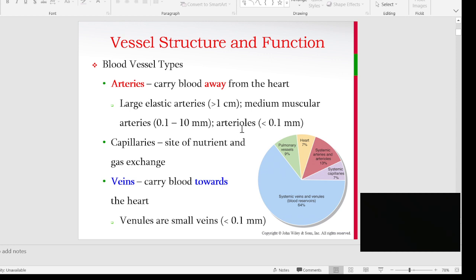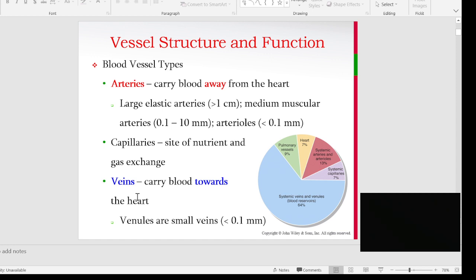So what are the blood vessel types? We have the arteries, and we discussed already the difference between the arteries and veins when it comes to the characteristics of their wall, wherein you have your tunica externa, media, then intima. Okay, wherein the media is the muscular layer.